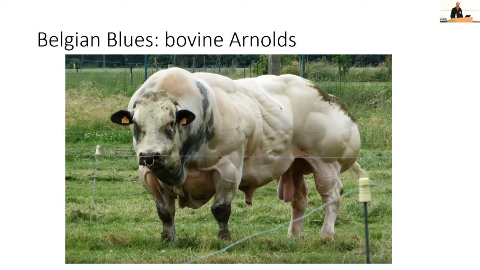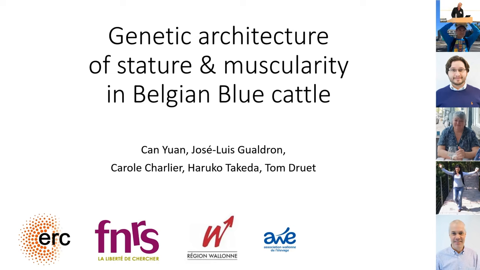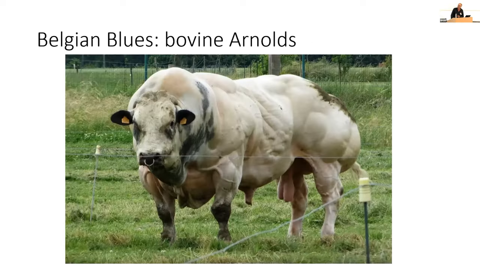So I looked around in the lab at what I have done, and that's the closest that I could get to anatomy and physiology. It's a bit of a connection with the beginning of my career, the phenotype you will see, but it's work primarily from a group in the lab, a PI called Tom Druet, who is in charge of genomic selection in this breed. It's primarily the work of a PhD student, Chan Yuan, but with contribution of a postdoc, José-Louis Gualdron, and supervision of other PIs, Carole Charrier and Aruco. So I'll tell you about this beast.